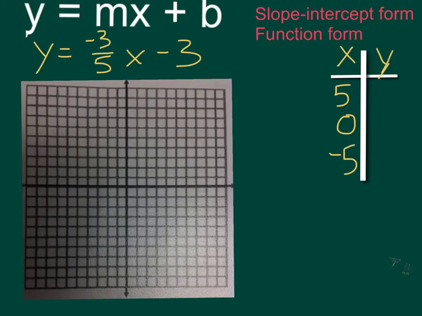So I put in 5. That's going to get me negative 3. Negative 3 minus 3 is negative 6.